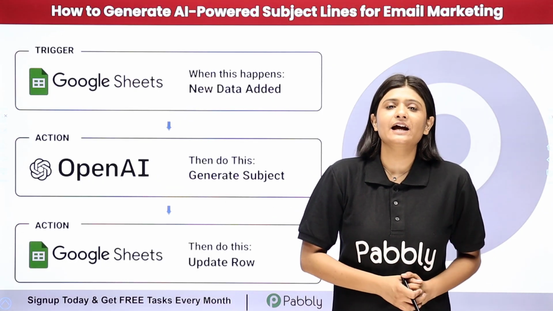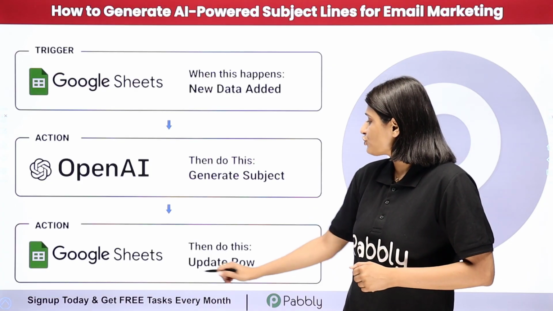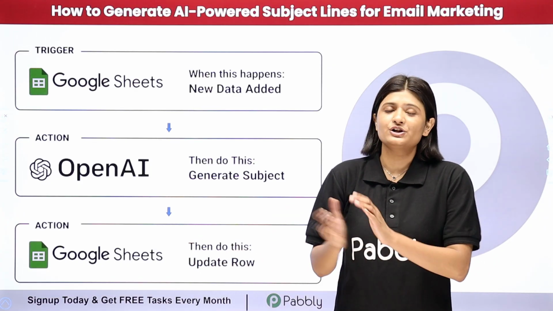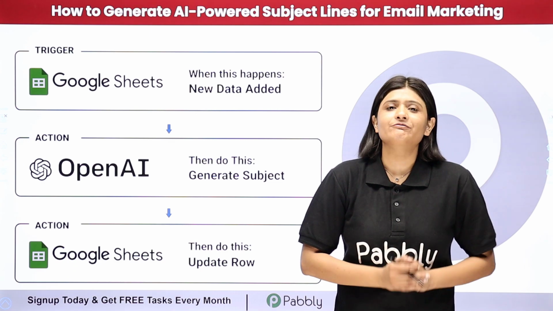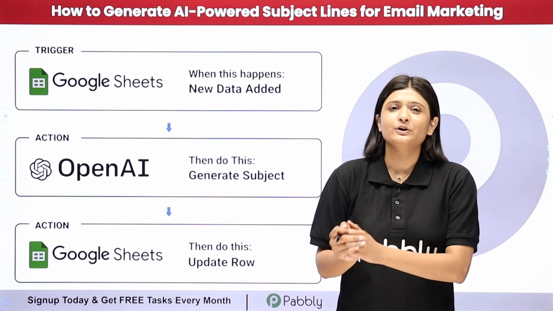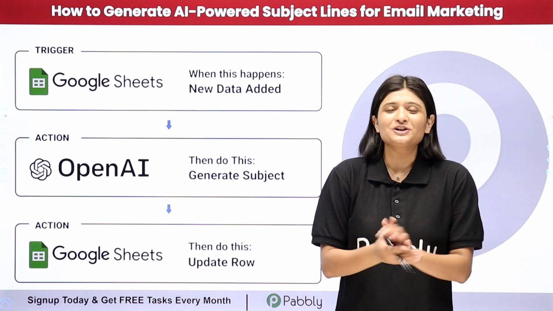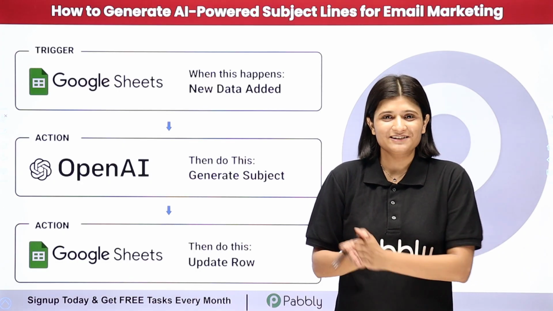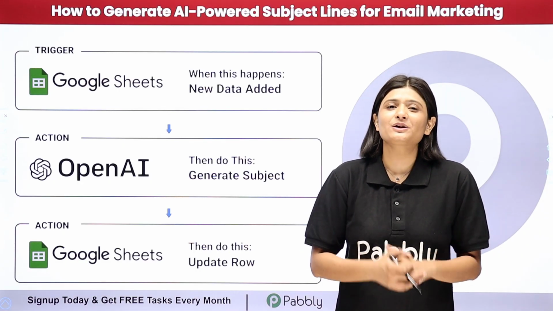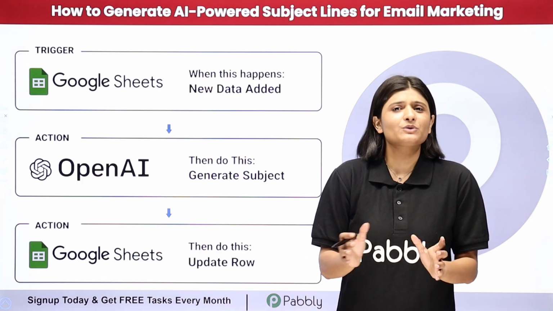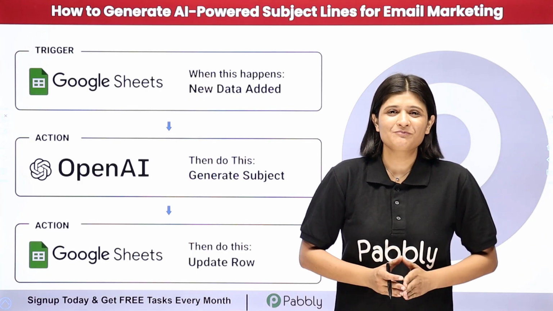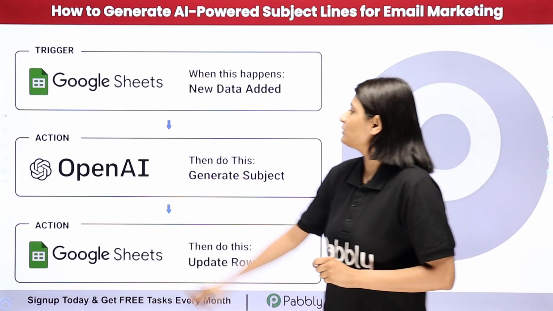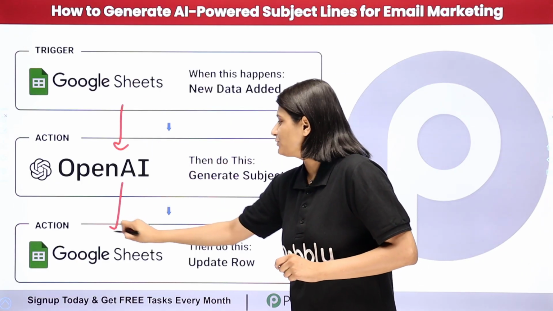Here I'm going to use my AI agent as OpenAI and the row should be automatically updated in my Google Sheets. Now doing this manually is a very time-consuming task, so I'm going to completely automate this process, and to do this automation I'm going to use Pabbly Connect. Pabbly Connect is an amazing automation and integration software which requires no coding or programming skills. Here I just need to build a connection between Google Sheets, OpenAI and then Google Sheets.